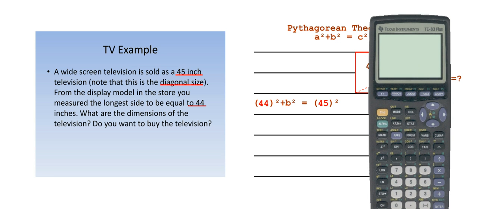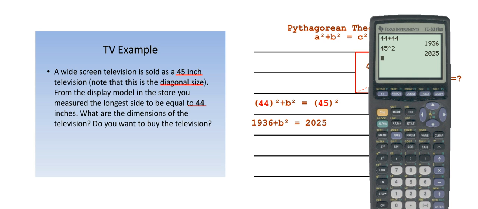This is where a calculator comes in handy. Clear anything that you might have, turn it on. And we're going to put 44 squared or 44 times 44, depending on how you prefer to do it. And then 45 squared. That'll do both ways, that way you can see both. There we go. So we now have 1936 plus b squared equals 2025.